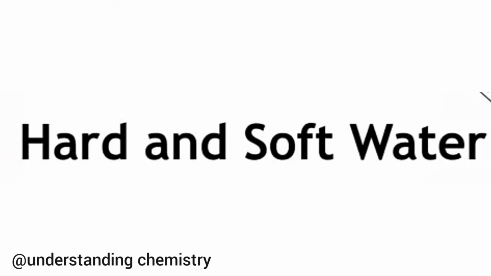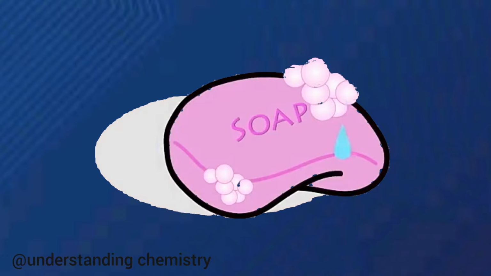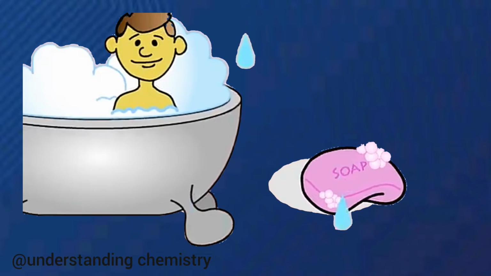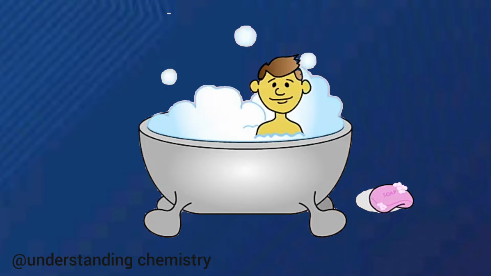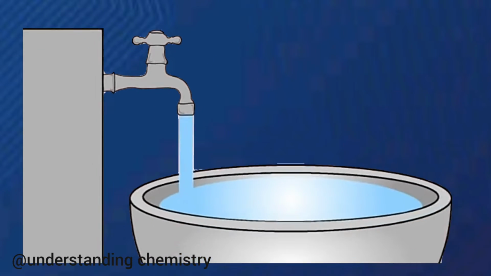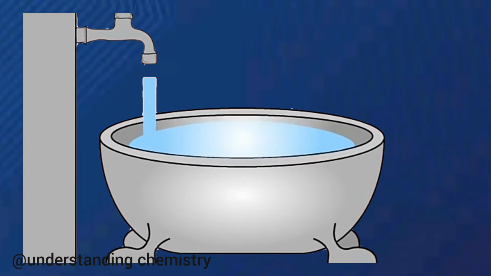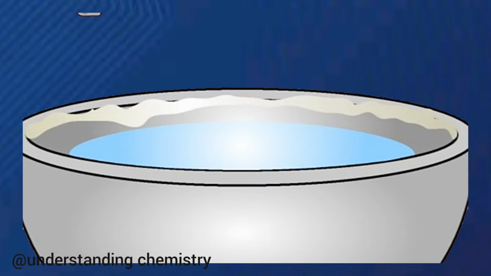Hard and soft water. If you wash with soap using rainwater, washing is easy and there are plenty of bubbles. We say the water is soft. But if you use well or tap water, it's sometimes difficult to get a lather and the scum forms. In this case, we say the water is hard.